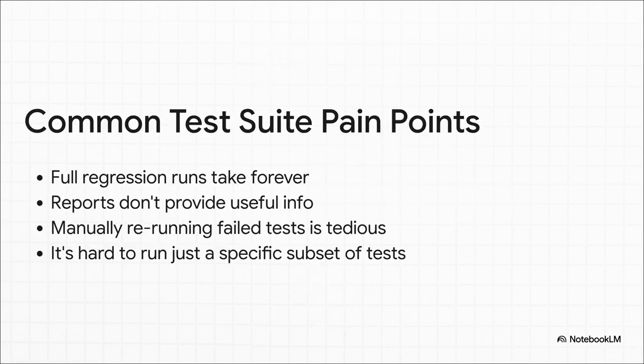These pain points are super common. Your full regression runs take forever, tying up build agents for hours. The reports you get are just a wall of text that doesn't really help you debug anything. And manually rerunning failed tests? Ugh, it's slow, it's tedious, and you can easily make mistakes. And these right here are the exact headaches we're going to solve today.